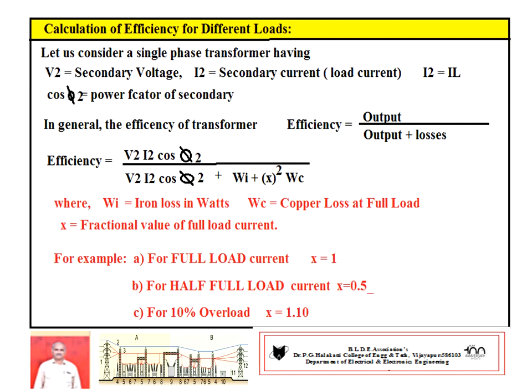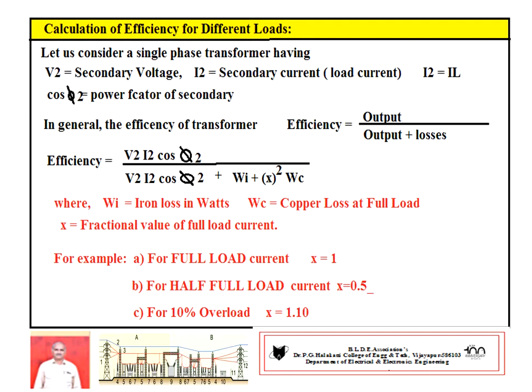Then next, calculation of efficiency for different loads. One thing you remember, sir: if a transformer is rated at 10 ampere and we are applying 10 ampere, such a load is referred to as full load condition. In the second case, if we are applying only 5 ampere load, then the transformer has 10 ampere, its full load condition, but we are loading at 5 ampere only. This condition is called half load condition.